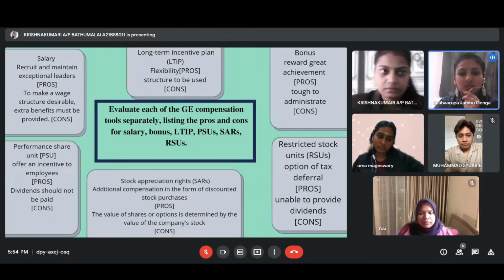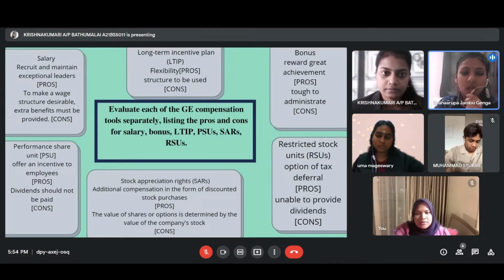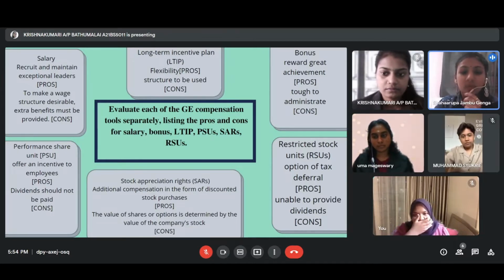The pros of a bonus are that it rewards great achievement, stimulates hard work, increases employee loyalty, and also brings satisfaction to employees. The con is that staff expect it regardless of earnings.